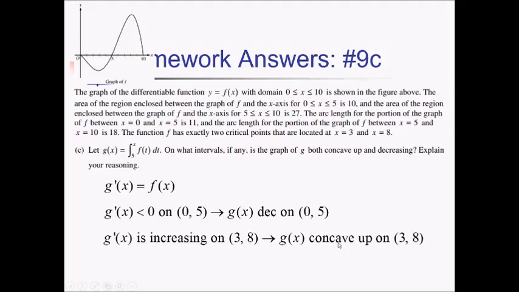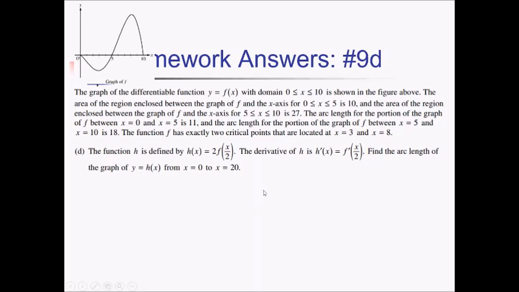So putting this all together, we're decreasing from 0 to 5, but we're only concave up from 3 to 8. To be both concave up and decreasing, we need to start at 3 and go to 5. That's the only region that has both properties. So g is concave up and decreasing on 3 to 5.